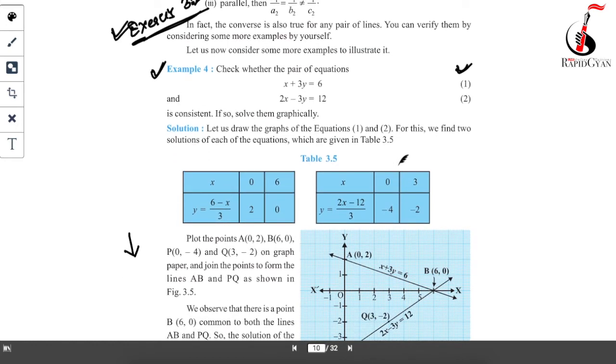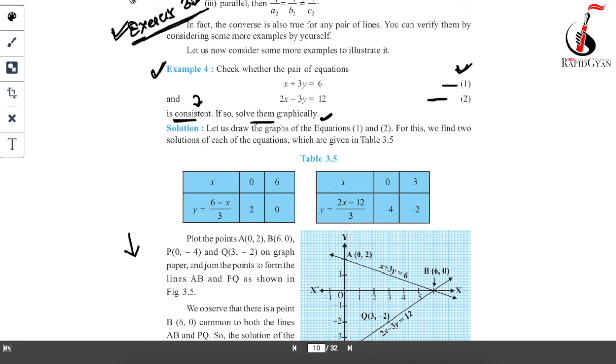Example 4 is saying: check whether the pair of equations x plus 3y equal to 6, which is your equation 1, and 2x minus 3y equal to 12, which is your equation 2, is consistent or not. If so, meaning if it's consistent, then we'll have to find its solution graphically.